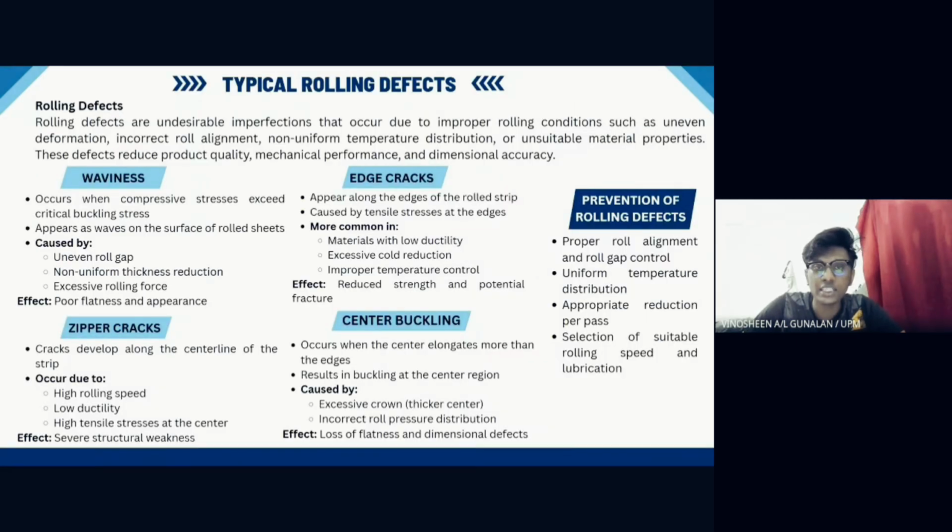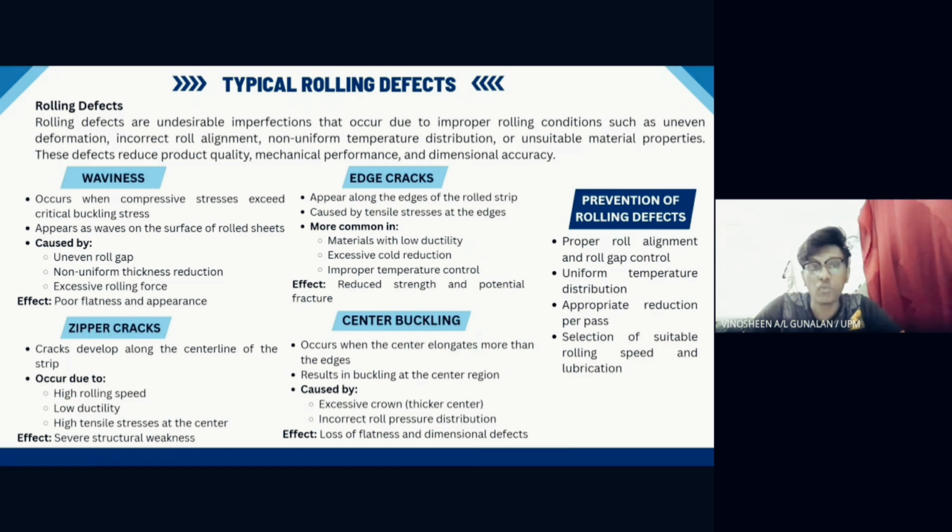And then let's look at the typical rolling defects. Rolling defects are undesirable imperfections that occur due to improper rolling conditions, such as uneven deformation, incorrect roll alignment, non-uniform temperature distribution, or unsuitable material properties. These defects reduce product quality, mechanical performance, and dimensional accuracy.